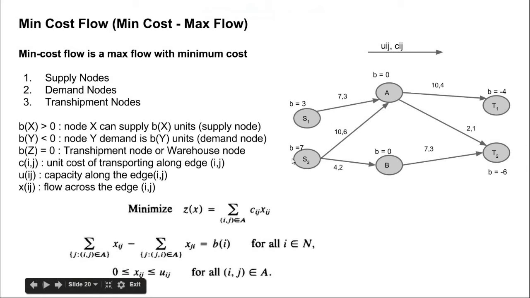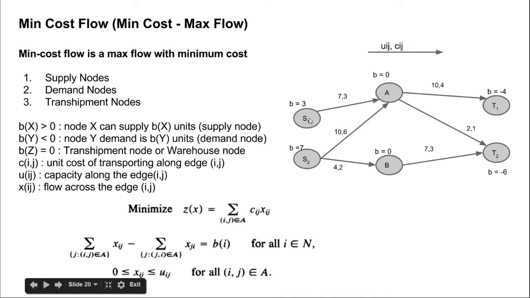For example, in this graph, which is a min cost flow graph, we have S1 and S2, which are supply nodes. Supply nodes are like factories which can produce goods. Then T1, T2 are demand nodes. These demand nodes are like markets where goods are sold, so there's a particular demand for some goods in this node. While A and B are transshipment nodes, also known as warehouses.